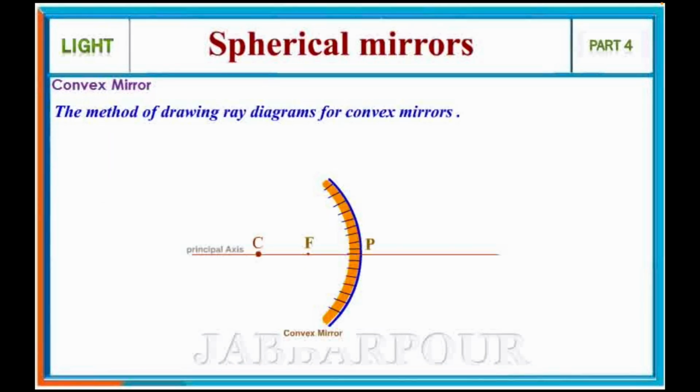Ray diagrams are a great way to understand how light interacts with mirrors. First, the ray that's parallel to the principal axis. When this ray strikes the convex mirror, it appears to diverge from the focal point behind the mirror.